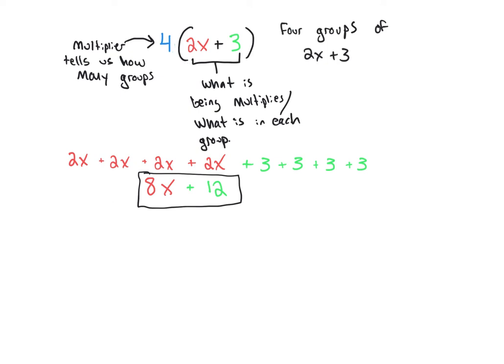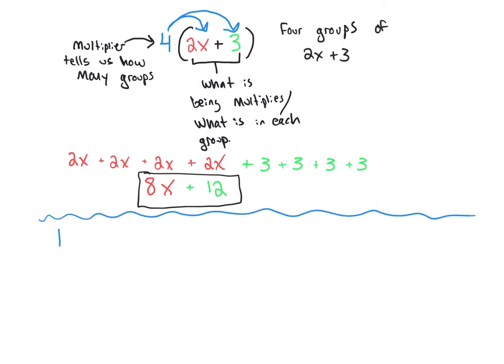Another way we can think of it is this is 4 times 2x and then 4 times 3. So here I'll do a little squiggle. So we can also think of this as 4 times 2x plus 4 times 3.